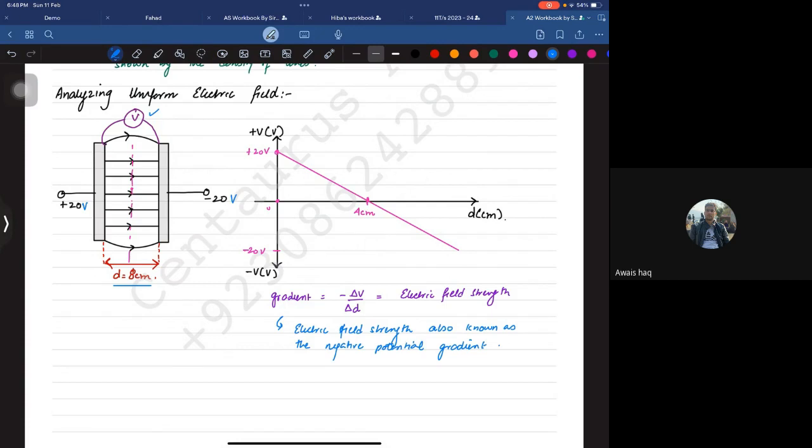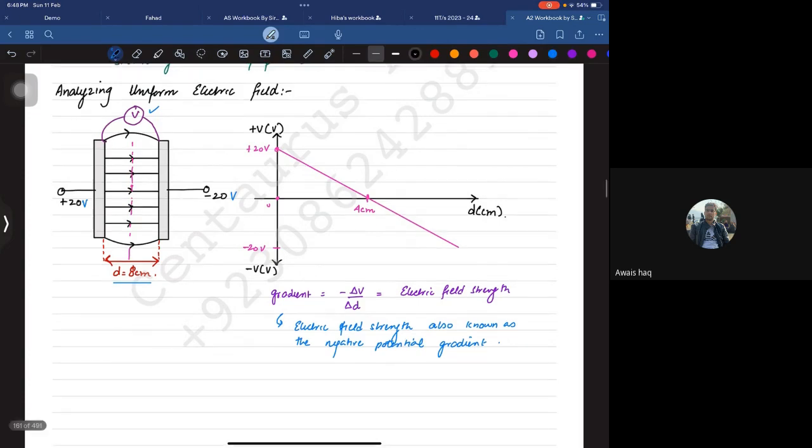Now, the point is, how can this be a possibility? Why is electric field strength V upon D? We're going to derive that formula right here. So write a derivation here. And the derivation is that electric field strength is given by force per unit charge, as we studied just now.